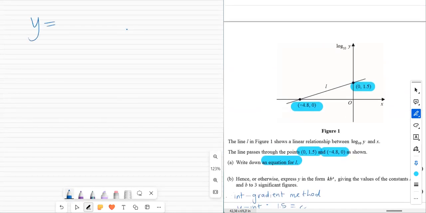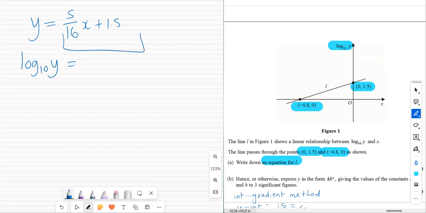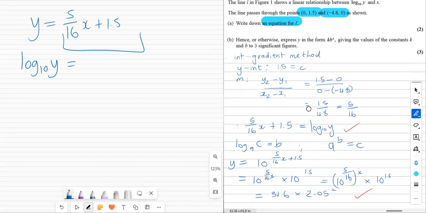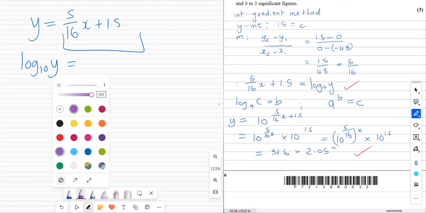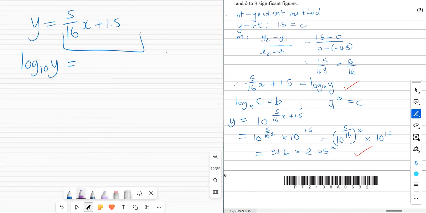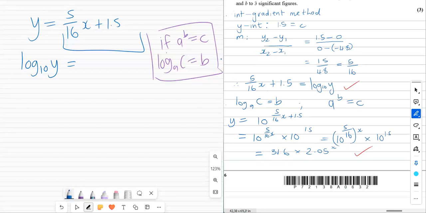Normally we would have y equals 5 over 16 x plus 1.5, but take note that our line is log 10y. Because it's log 10y, we need log 10y equals this whole thing. The last little step is to rearrange using log rules. If we have log a of b equals c, then a to the power c equals b. So we use this log law to rearrange.